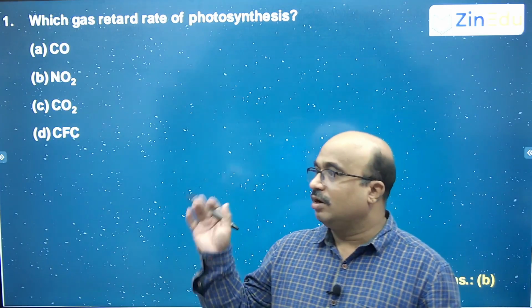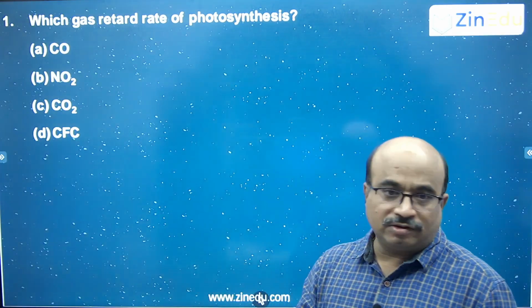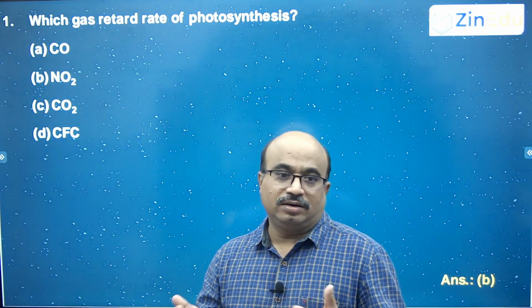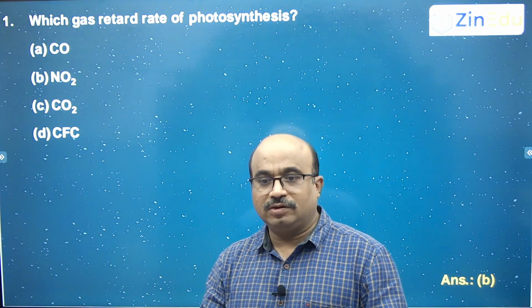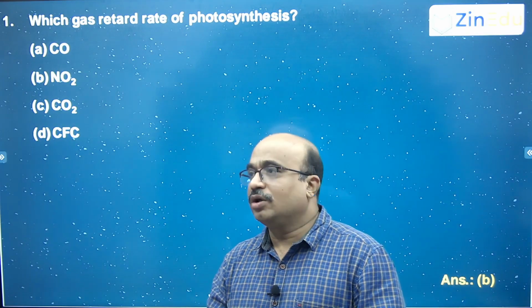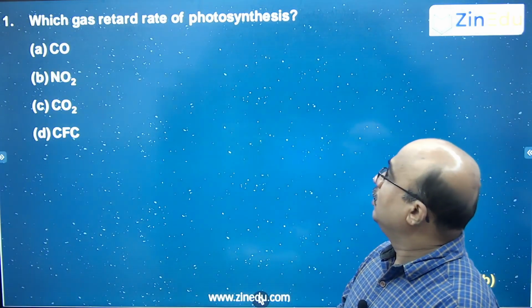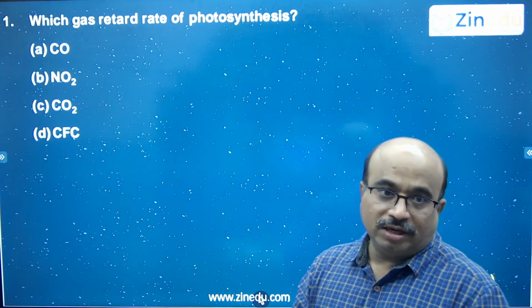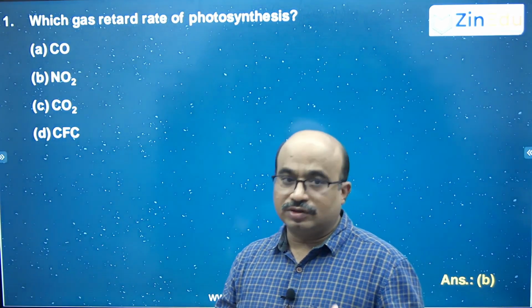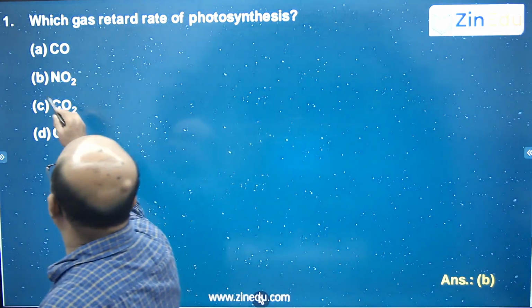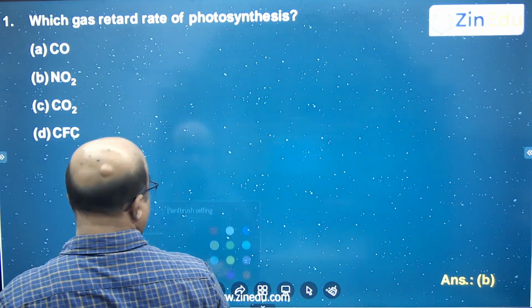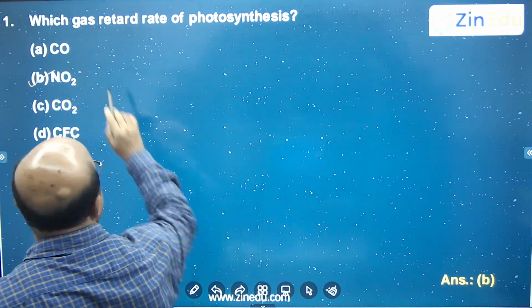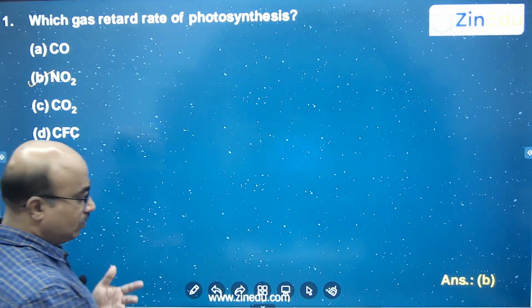NO2 gas will kill the green plants, the chlorophyll in the plants. That's why it is NO2 which will retard the photosynthesis. So the option is B. Next, we'll go to the next question.